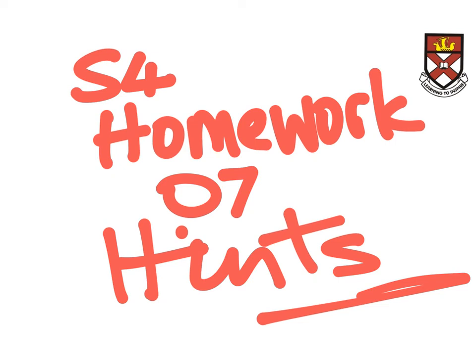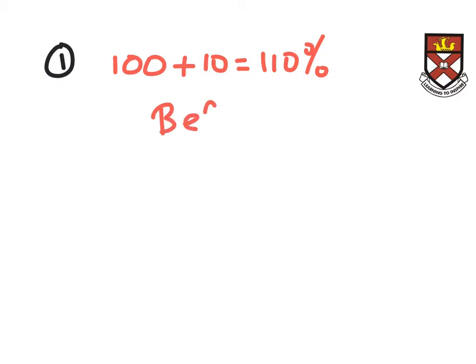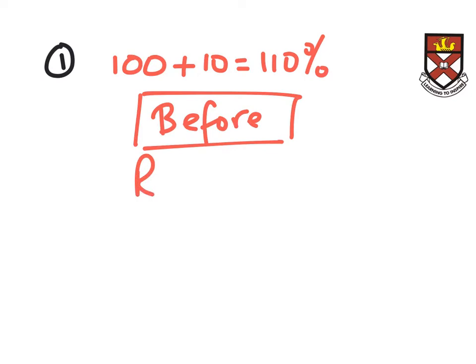Okay, here we go with some help for homework sheet number 7. The first question, there's been a 10% increase in the prices, so that's 100 plus 10, which gives us 110%. Okay, now we need to know what the price was before, so the magic word here is before. So before means it's a reverse percentage question.